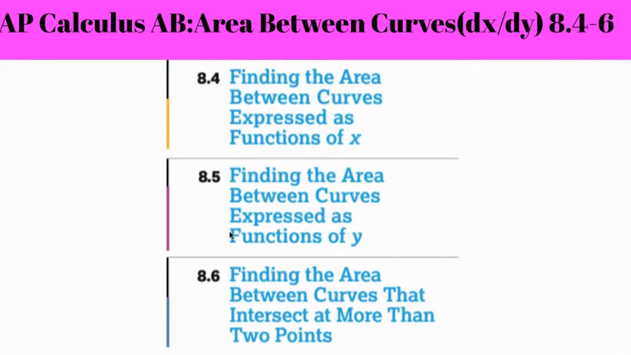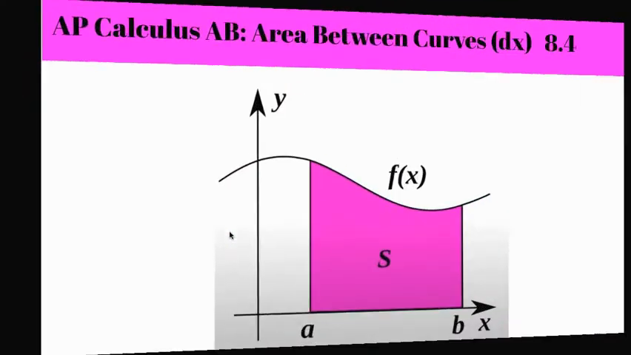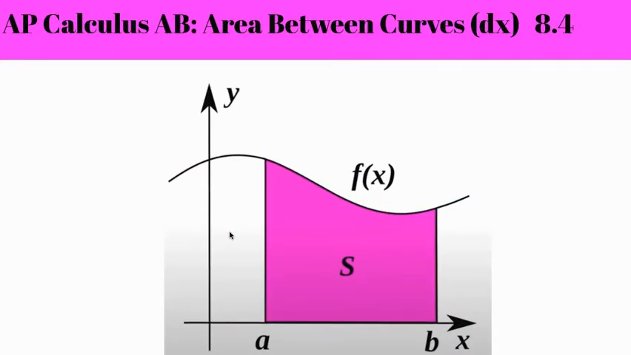Then we moved on into finding the area between curves. We did it both with dx and dy. So let's talk about that. Here I have a curve f of x, and I have some area underneath the curve from a to b that I've got highlighted here in a nice bright pink. How do we get the area between two curves? When it was between a curve and the x-axis, we just integrated f of x dx.